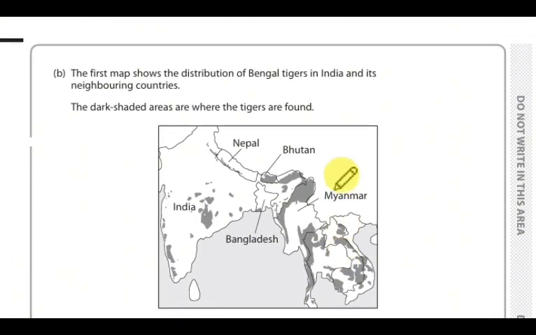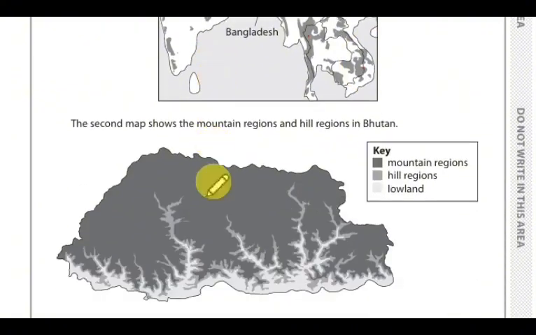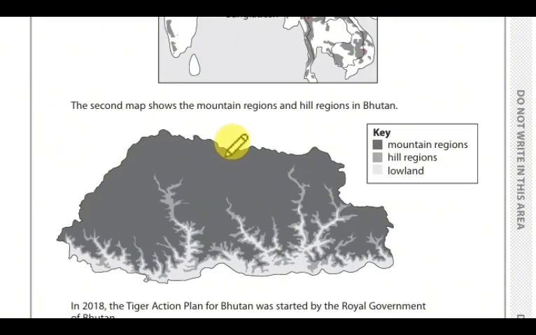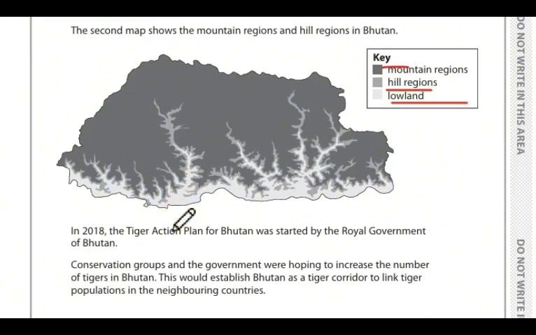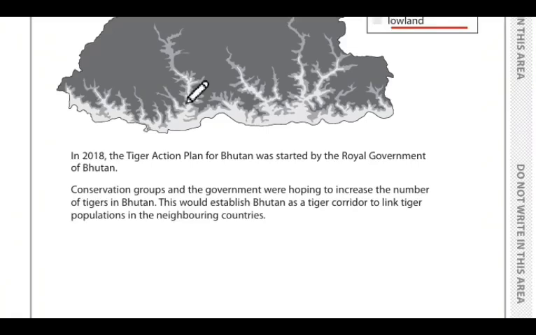Question B. The first map shows the distribution of Bengal tiger in India and its neighboring countries. The dark shaded areas are where the tigers are found. So these are the dark shaded areas where the tiger is more abundant. The second map shows the mountain regions and hill regions in Bhutan. So these are the mountain regions colored, these are the hill regions and these are the lowlands. So we got some information from the images over here. Let's move on to the question.